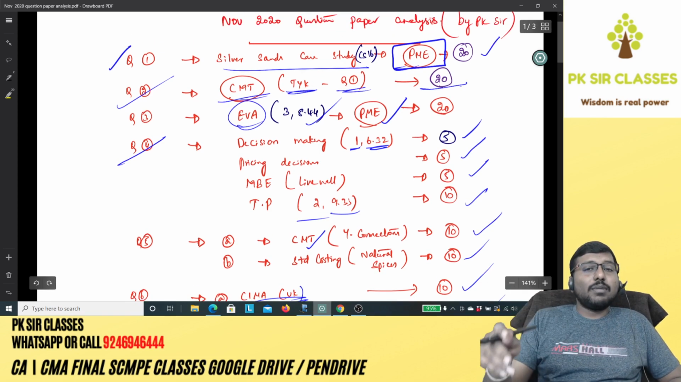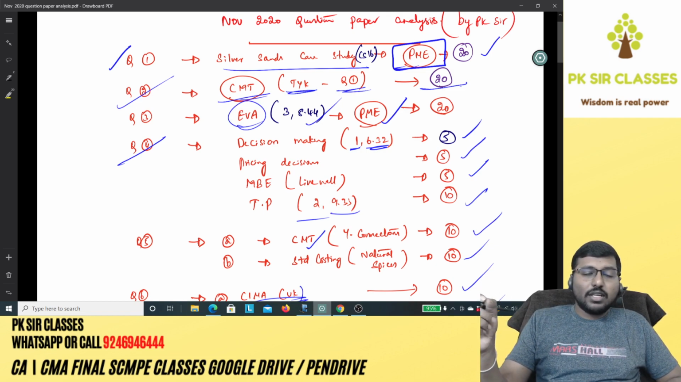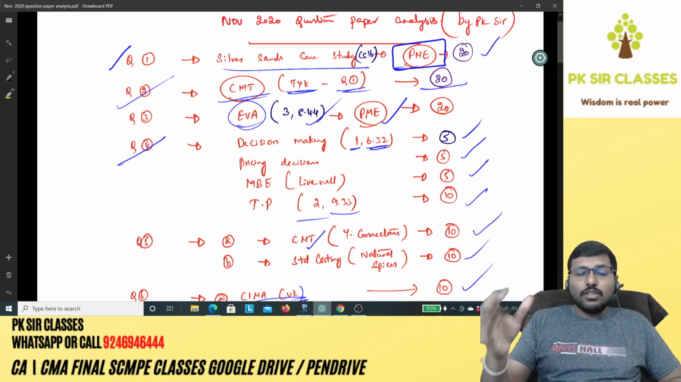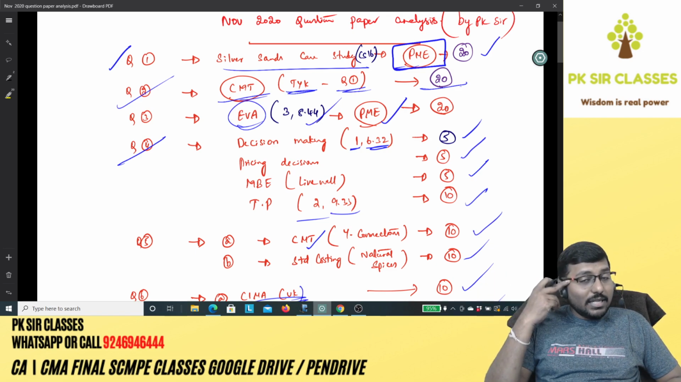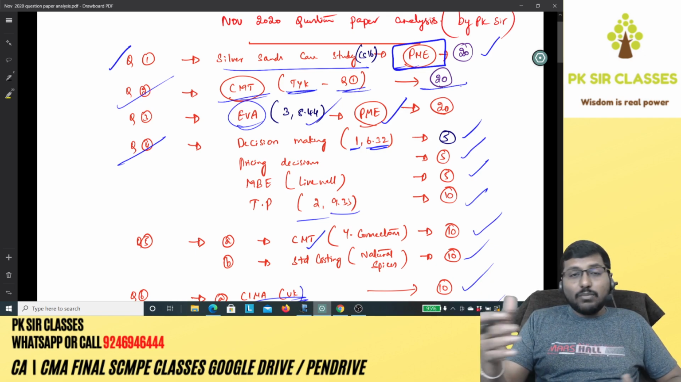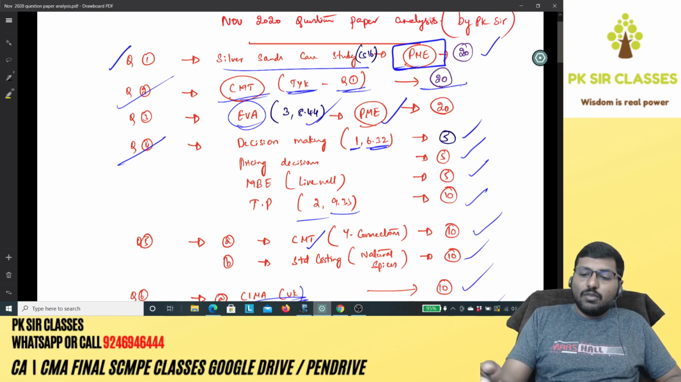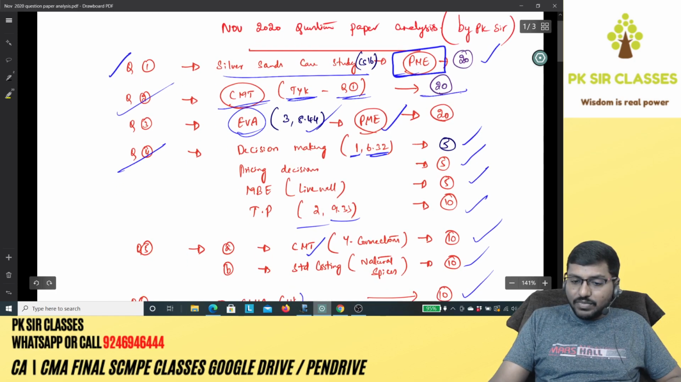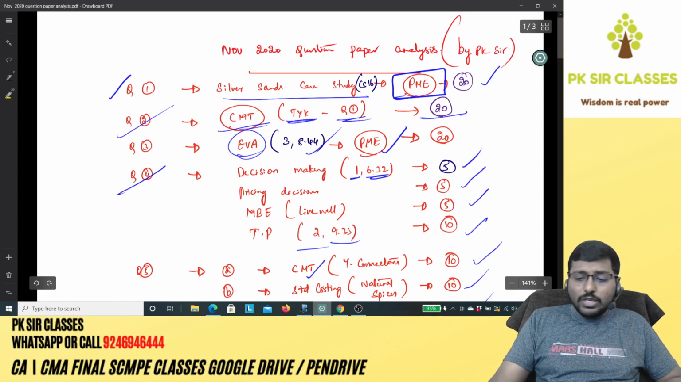That's why I always tell my students that the first papers of the respective groups are very important psychologically. I don't know how many of you realize this importance, but please try to understand that first papers of respective groups, group 1 and group 2, are pretty important, because that will have a multiple effect on your other papers as well. So therefore give more than whatever importance you're planning right now, give too much importance to these two papers, the first papers of the respective groups, which of course SCMPE falls under, right? So that's about the analysis of the November 2020 question paper.